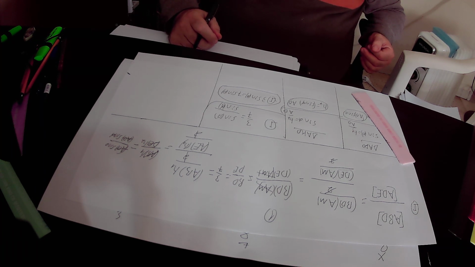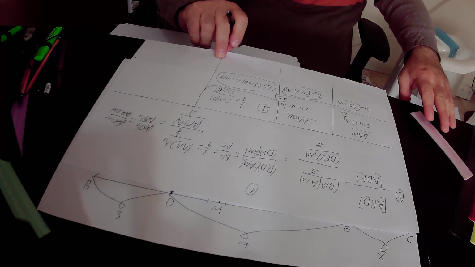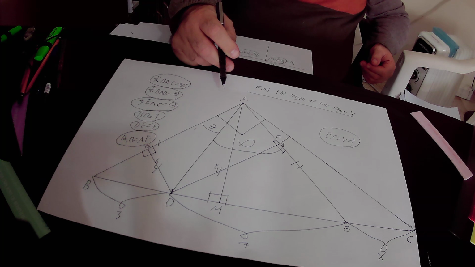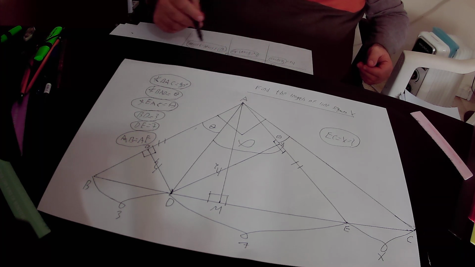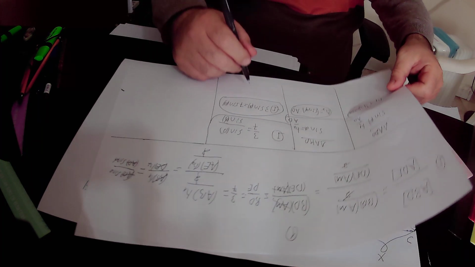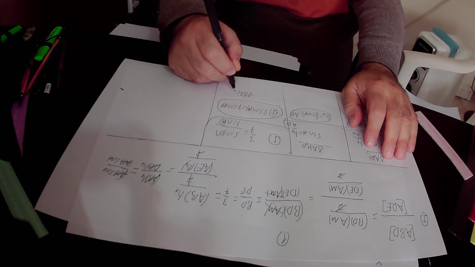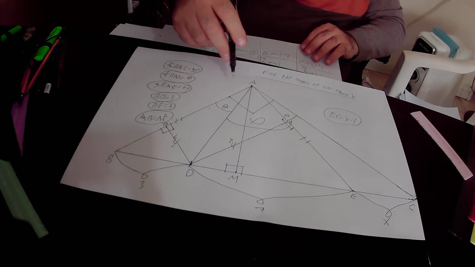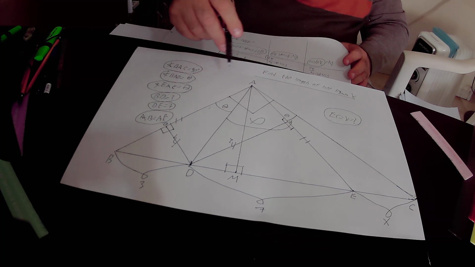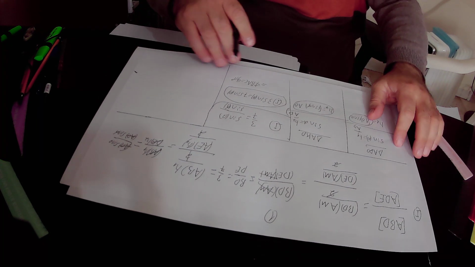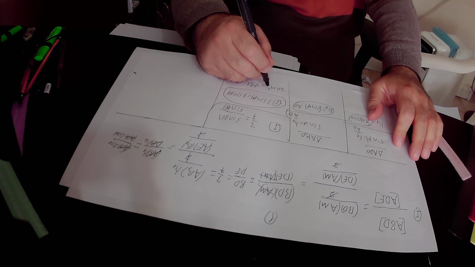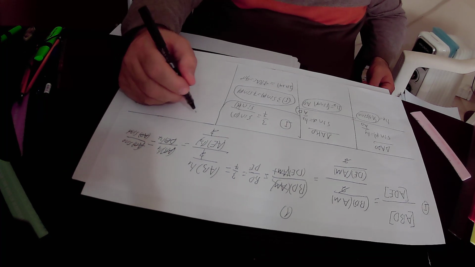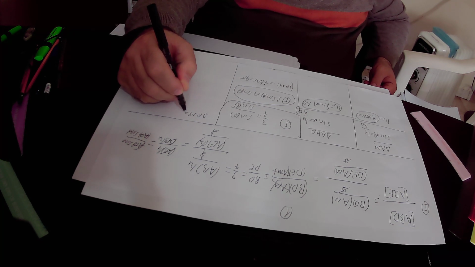So, what is the value of alpha? From the drawing, it is given in the question that angle BAC is equal to 90 degrees. From the other side, angle BAC, the big angle, is equal to theta plus alpha plus theta. That is to say, angle BAC equals 2 theta plus alpha. So 2 theta plus alpha is equal to 90 degrees.